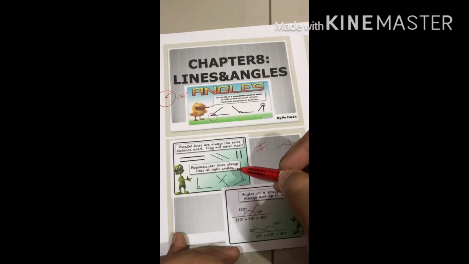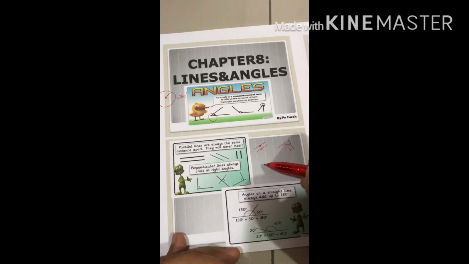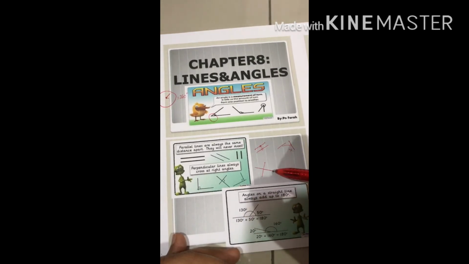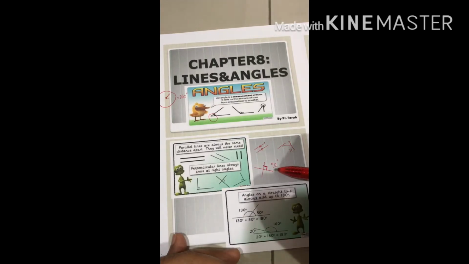Perpendicular lines always cross at right angles. That means they must cross like this, any cross, but it must be a right angle. A right angle means 90 degrees. This small square means 90 degrees. We do not write 90. When you see this small square, automatically we call it 90 degrees.